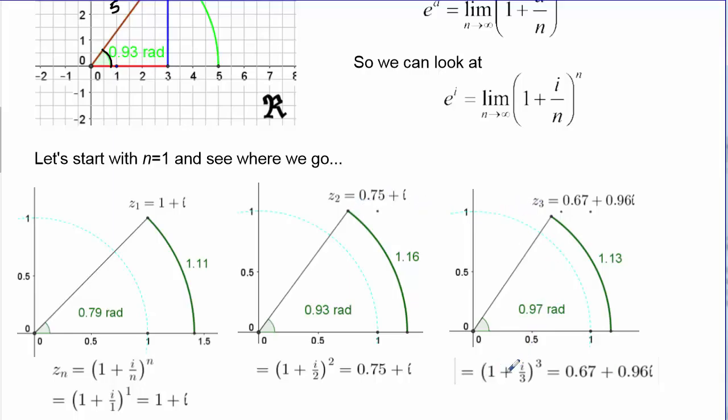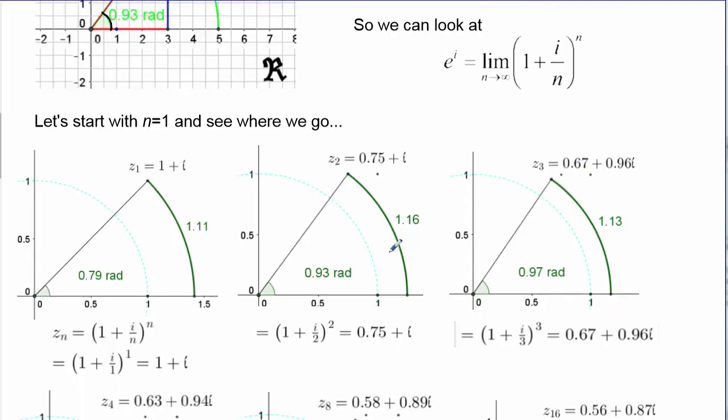Let's look at (1 + i/3)^3. Again, using the binomial expansion, or actually using GeoGebra, I let it calculate the real and imaginary components, and I get 0.67 + 0.96i. Now you'll notice it's starting to drop down in the imaginary component, and the real component is getting smaller as well.